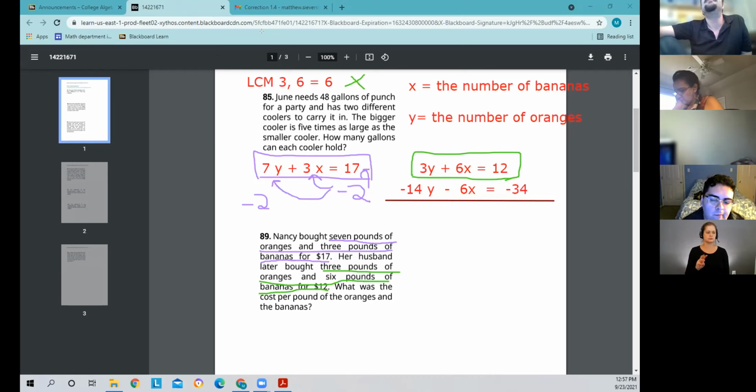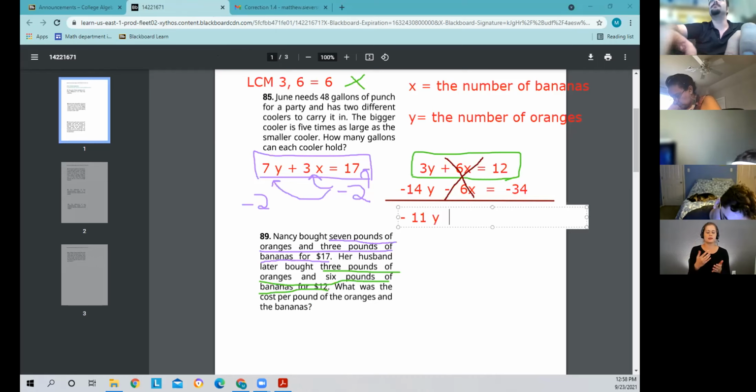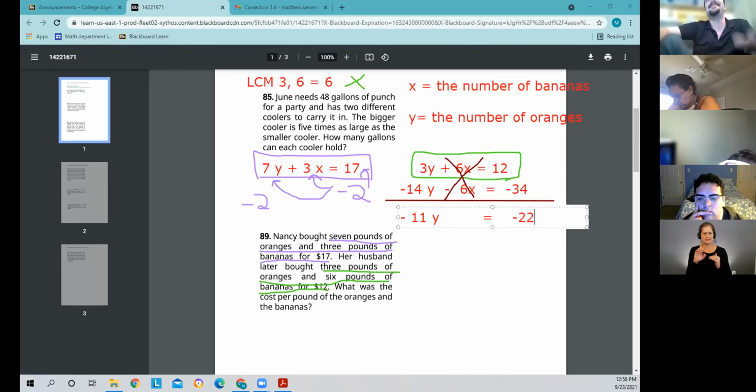So these two guys, no more. What do I have left? Your y's and your equals. Yeah. Minus 14 and a positive 3 is going to give me what? Negative 11. And that's no more, but we have something like equals. Hopefully it's even. Negative 22. Okay, that seems like an even multiple of 11.